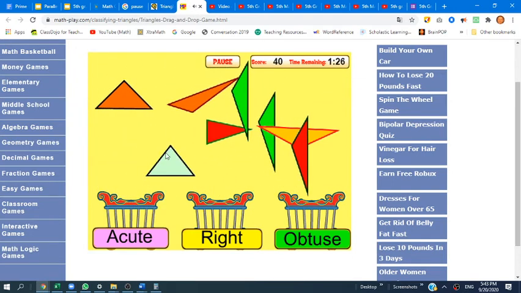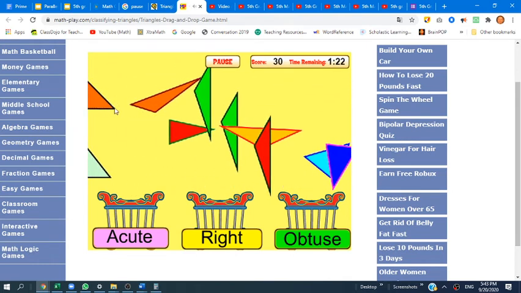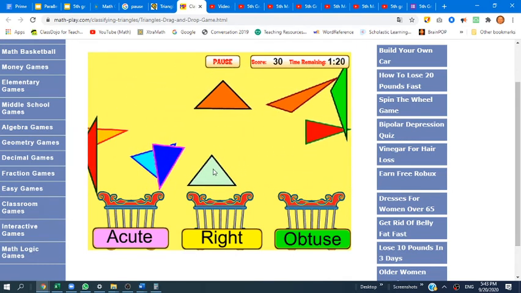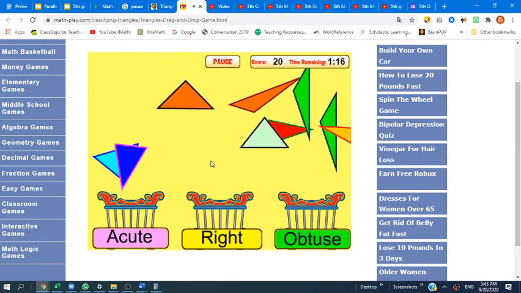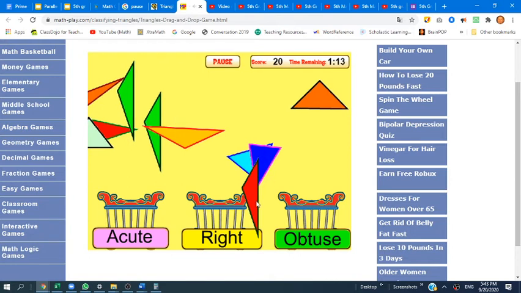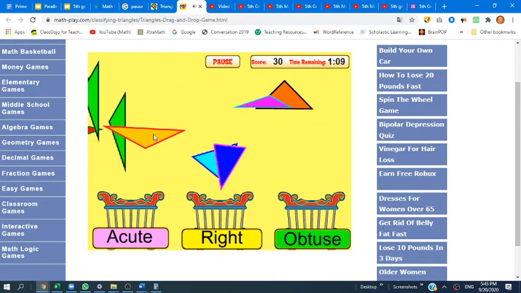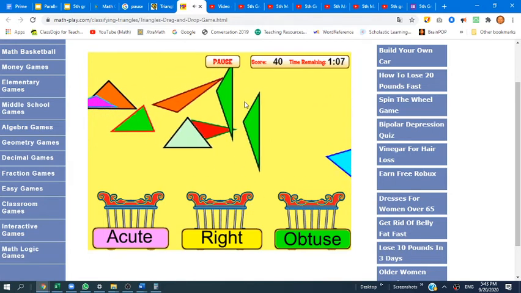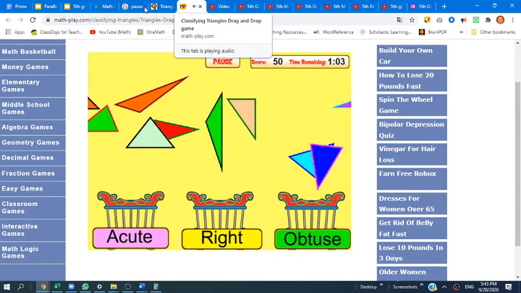See if we can find a right triangle. Is this one right? Oh, nope. Try to find a right triangle. Is it this one? No, I can't really tell. It's kind of hard to tell if you can't see the square inside of it. This is an obtuse. Okay, it has a larger angle than 90 degrees. This one also has a larger angle than 90 degrees, and this one too. Okay, so you get the point of that exercise.